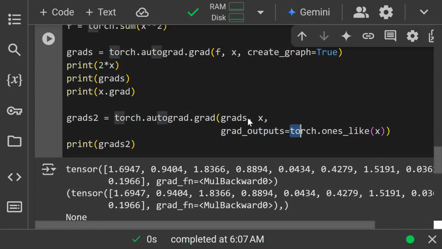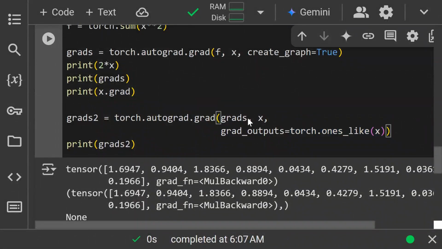Now, what is this part over here? grad_outputs equals torch.ones_like(x). As the name of the function indicates, what this does is create a PyTorch tensor of exactly the same size as x, okay? And then we fill that vector with ones. So we create a vector that is the same size as x, but all the entries are filled with ones, which is what torch.ones_like does.